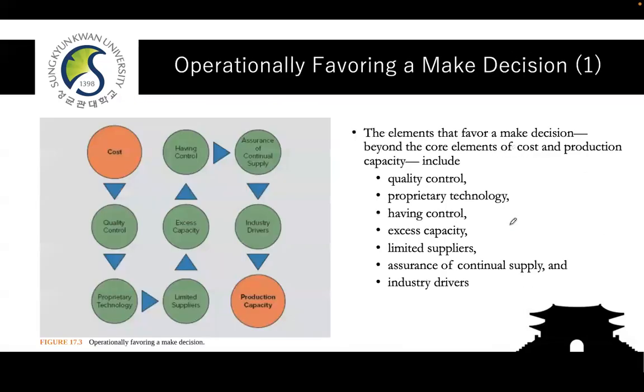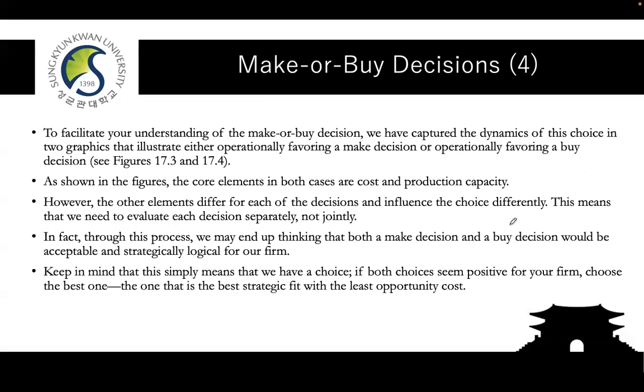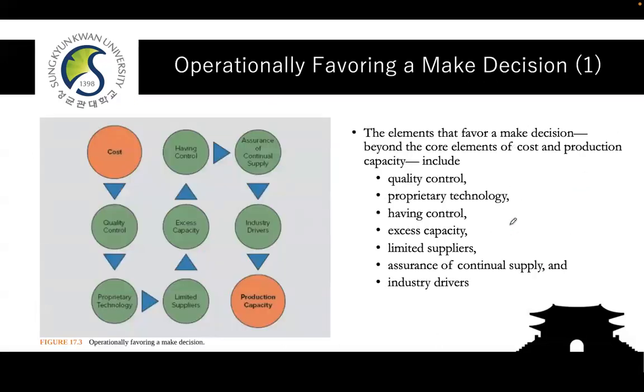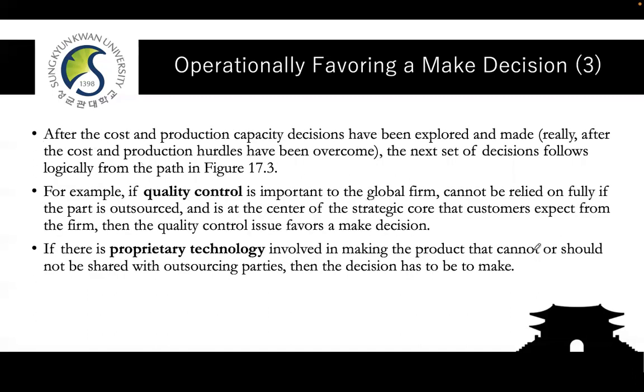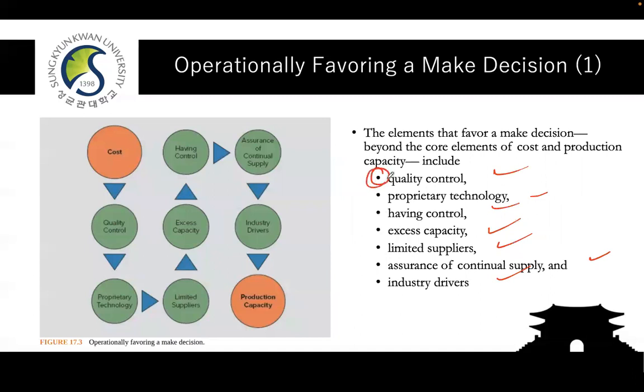So let's look at favoring a make decision. We have two decisions, to make or to buy. These are the factors that favor a make decision: quality control, proprietary technology control, excess capacity, limited suppliers, assurance of continuous supply, and industry drivers. Maybe we could discuss quickly. If quality control is really vital, really pivotal to the company, then of course it's better to make it by yourself, by the company.